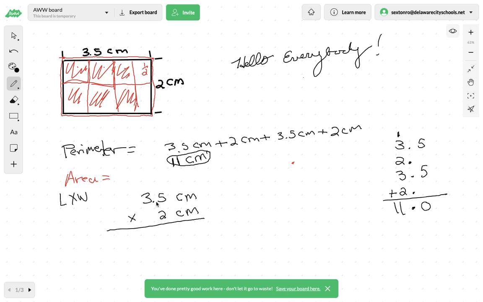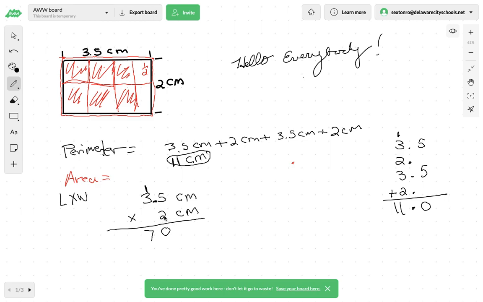So for our decimal multiplication, remember we ignore the decimal until the end. For now, we're going to pretend we don't even see that decimal, and we're just going to multiply 2 times this 3, 5. So 2 times 5, that's 10, and the 1 carries to the next column. 2 times 3 is 6, plus this 1 is 7. So I've got 7 0.